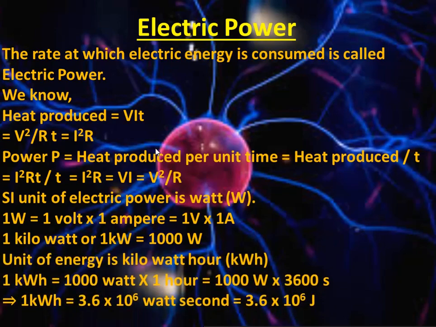Now we will derive 1 kilowatt hour, that is 1000 watts into 3600 seconds is equal to 3.6 into 10 raised to the power 6 watt second, which finally comes as 3.6 into 10 raised to the power 6 joule. We can summarize it as 1 kilowatt hour is equal to 3.6 into 10 raised to the power 6 joules.